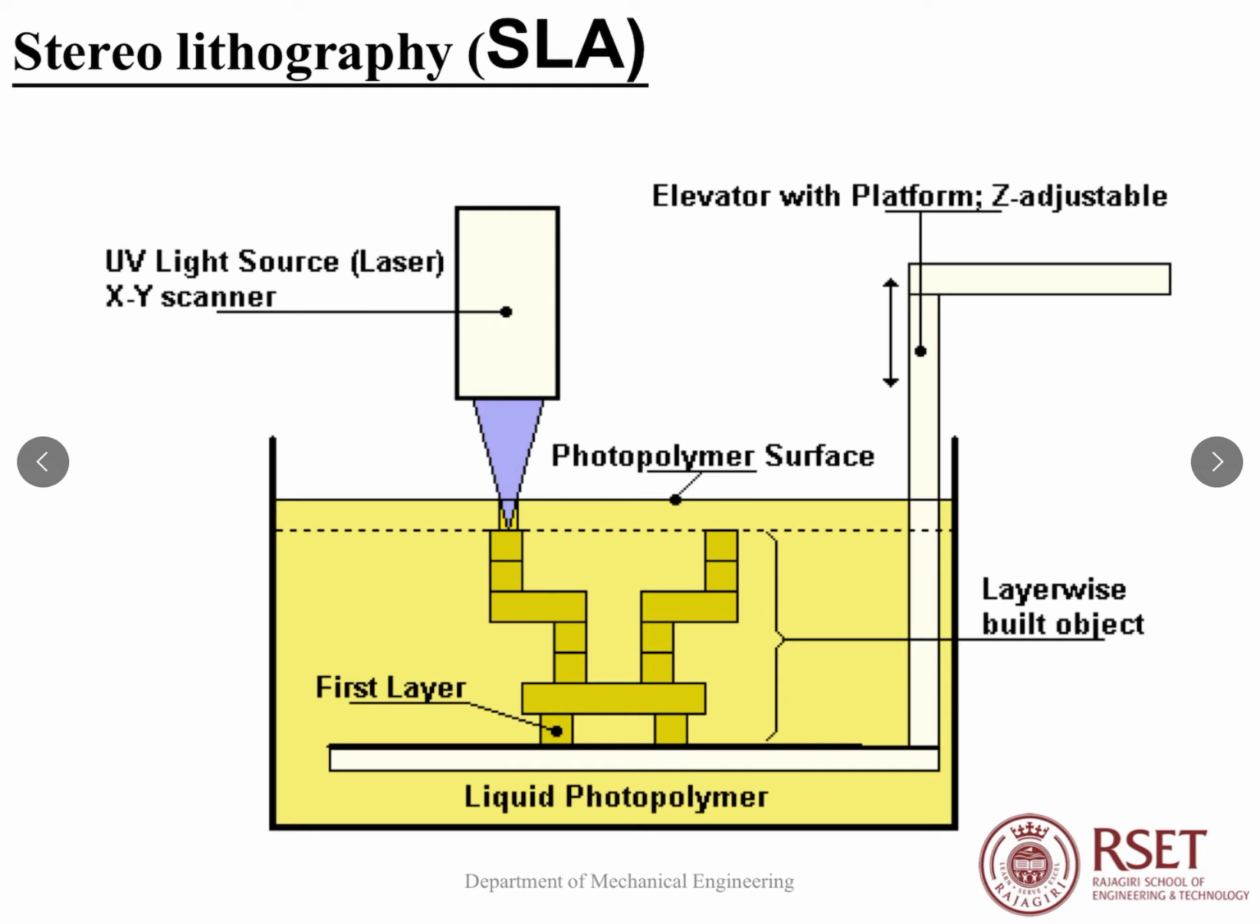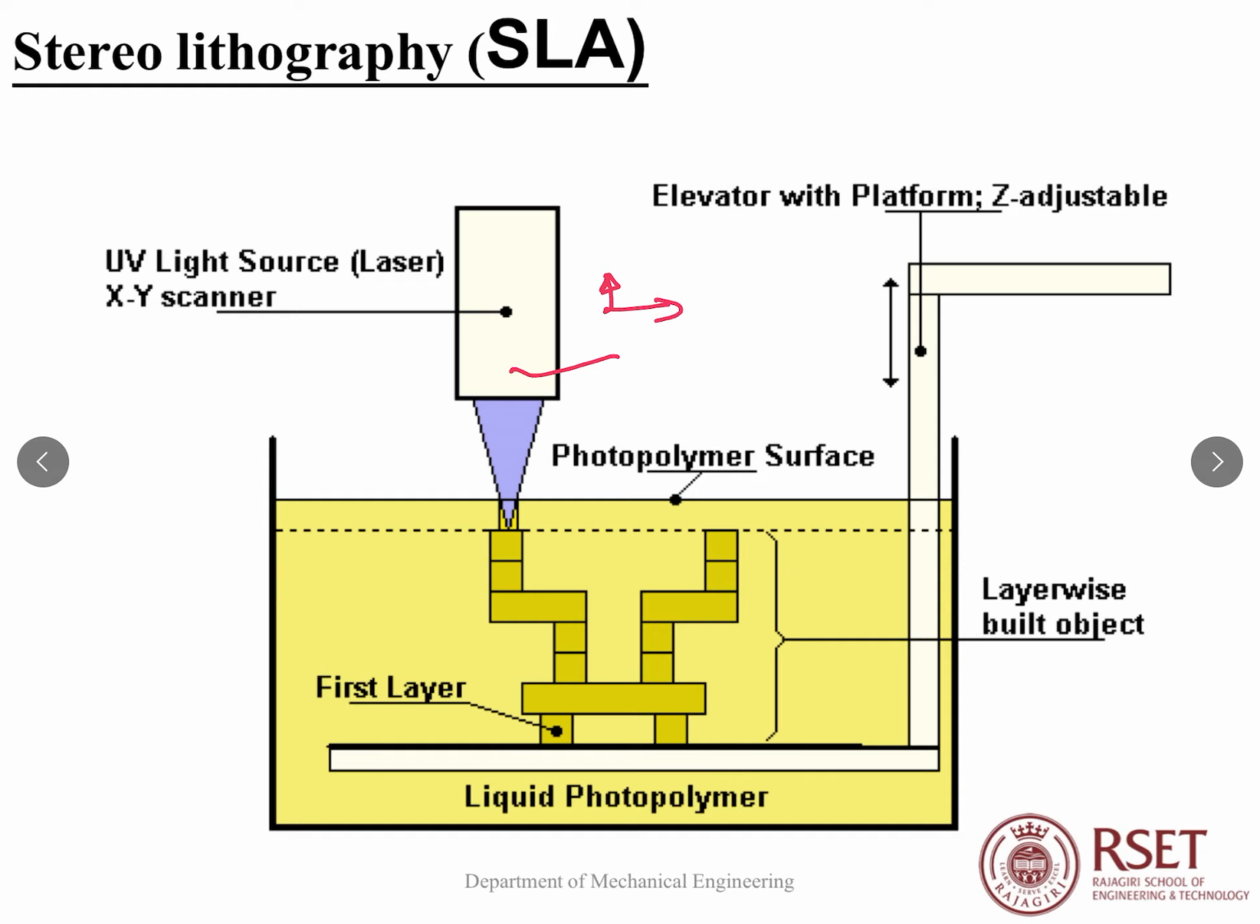Then we can see a movable platform. Then we can see a laser source. It can move in the X and Y directions with the help of computer-controlled or program-controlled motors. Here the UV laser beam selectively cures the polymer resin layer by layer. Selectively curing, since the material is photosensitive.